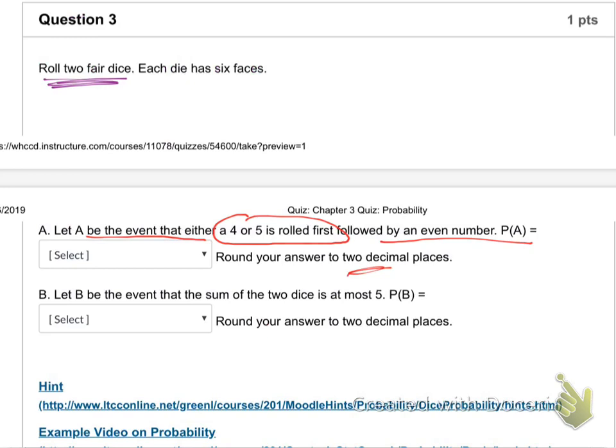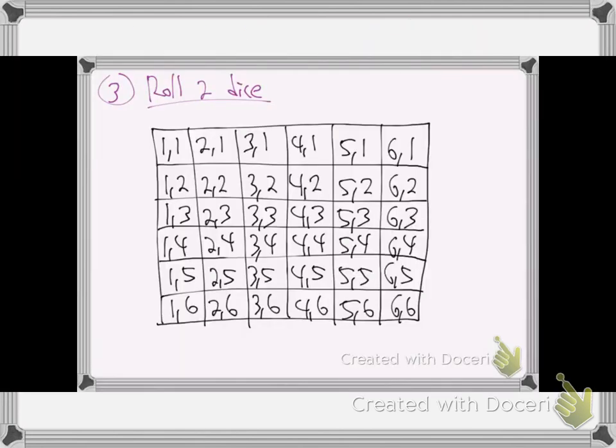And then part B: the sum of the 2 dice is at most 5. Let me write that. At most 5, the sum. So what the 2 dice add up to is at most 5. That means the sum can be 5, or 4, or 3, or 2.